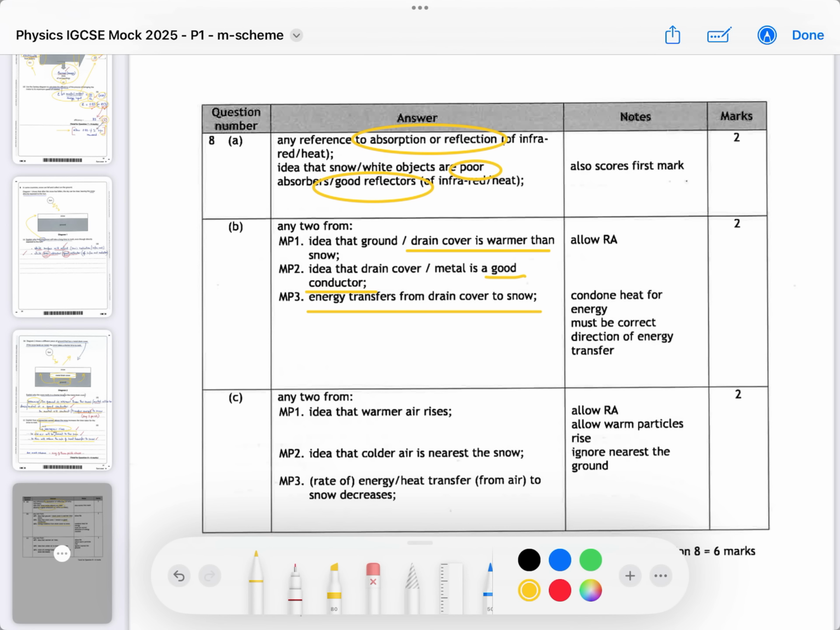And then for the third part, I told you that warm air rises, gets you 1 mark. Colder air stays nearer to the snow as a result, and therefore the rate of heat transfer from air is reduced by the fact that cold air stays close to the snow, okay?